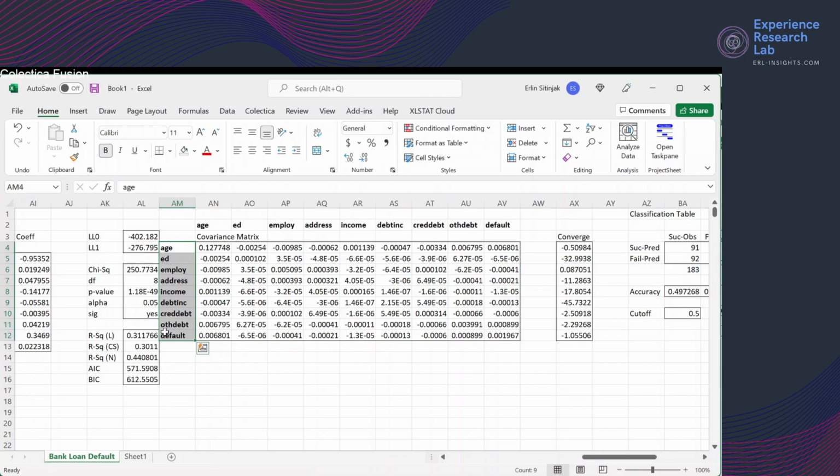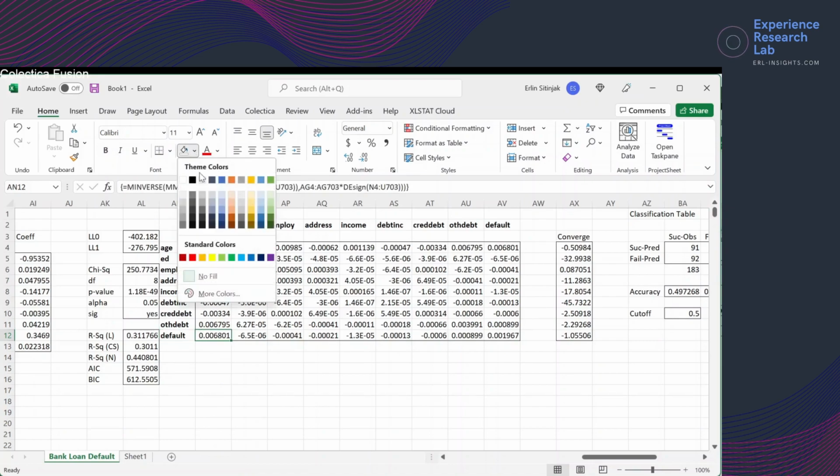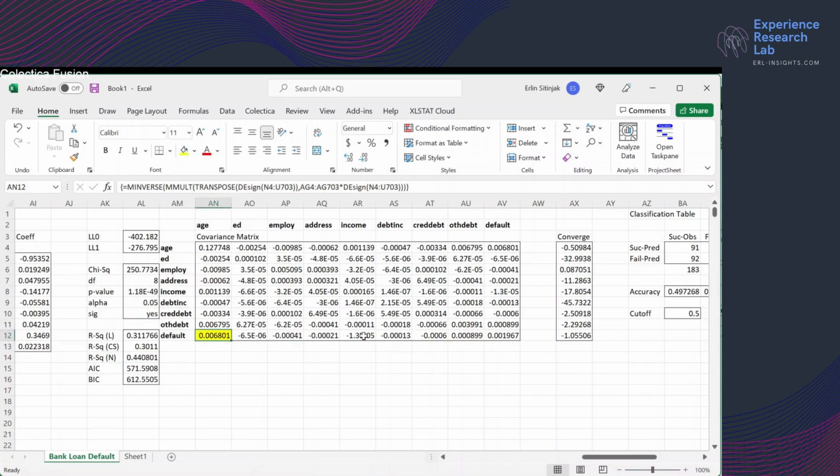Looking at this covariance matrix, I can say that the likelihood to default on bank loan has a positive relationship with age, I just highlight it with yellow, and other debts here. It means that when age increases or someone gets older, the likelihood to default on bank loan also increases. Likewise, when the amount of other debts increases, the likelihood to default on the bank loan also increases.